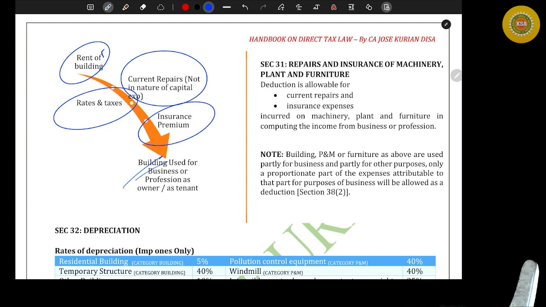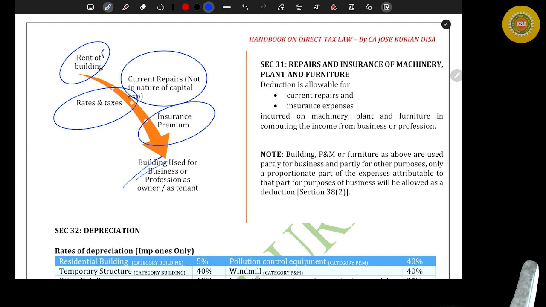Are you all here? Second one, insurance expenses. Normally, nobody will take insurance for AC and all. But imagine I've taken an insurance. Say, for example, short circuit. Say the possibility of short circuit is there in Chennai. Imagine there are a lot of short circuits happening in Chennai. So I thought of taking an insurance and I'm paying a premium for this. And that premium is again allowed as a deduction under section 31.